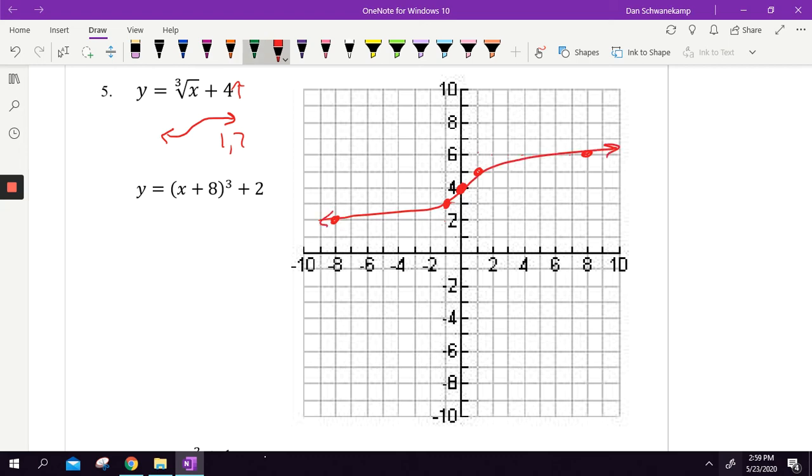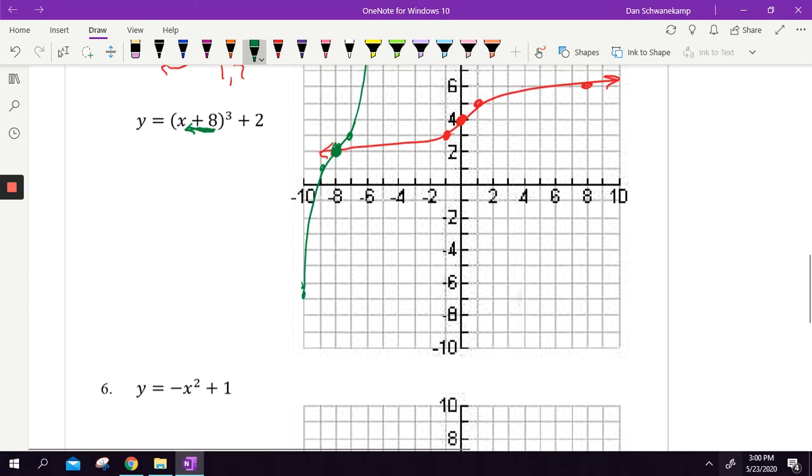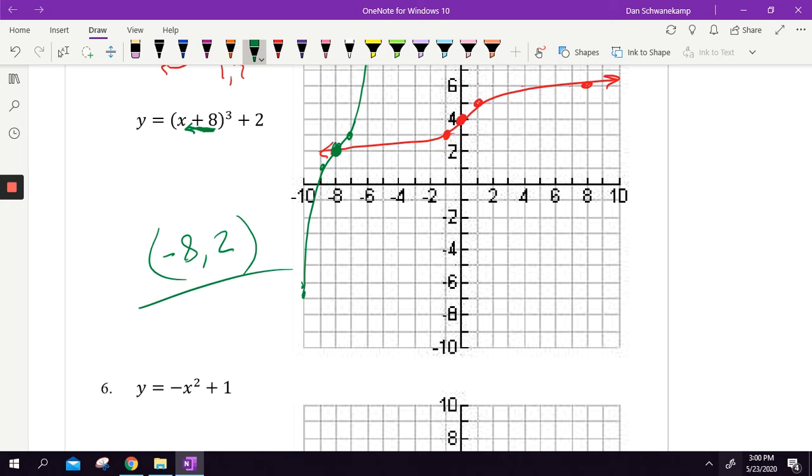Then I'm graphing x plus 8 cubed. So this plus 8 is going to take me left 8 because it's inside the grouping symbol and it's plus. And the plus 2 is taking me up 2. So left 8, up 2. Good news, I'm just using that dot right there. It's 1, 7, 1, 7. Where did this graph intersect? Right there at the point -8, 2. That is the answer to this system.